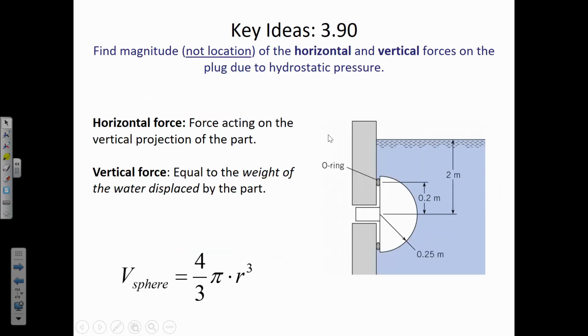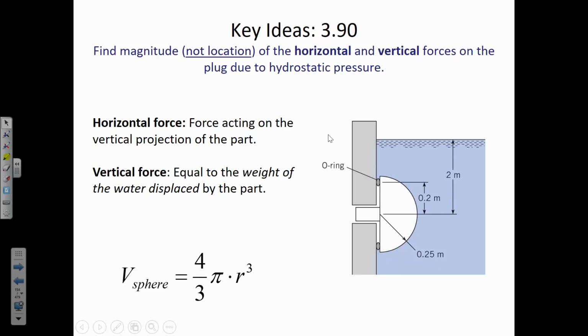The last one is there's a plug in a hole that's holding back water from leaking out. The head of this plug is hemisphere shaped, so think about if you cut a basketball in half. It's not just a half circle here, it's a half hemisphere. So when you calculate the vertical forces, the key is that the vertical forces acting upward on this piece are equal to the weight of the water that's displaced by the piece, because this hemisphere is pushing water out of the way. And so the water is resisting that by pushing upward with the same magnitude as the weight of the water that's been displaced. So you'll need to take note of the overall volume of the hemisphere for that.